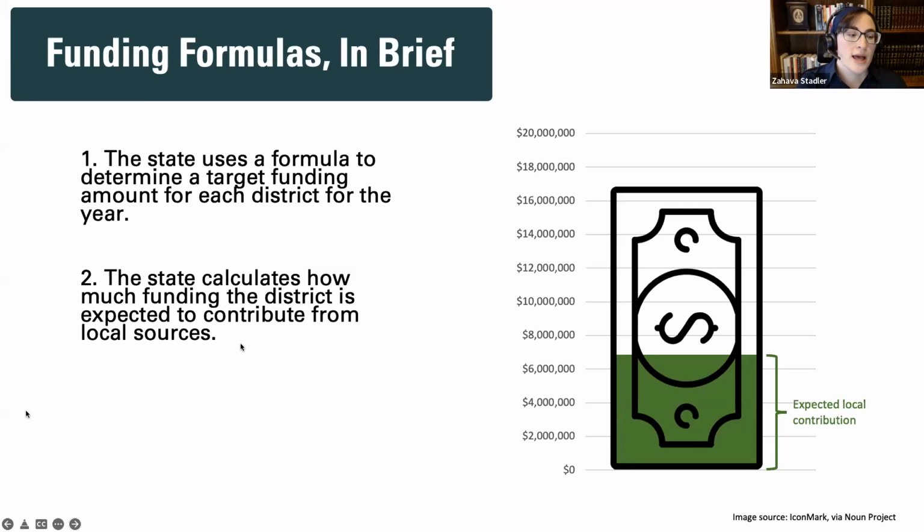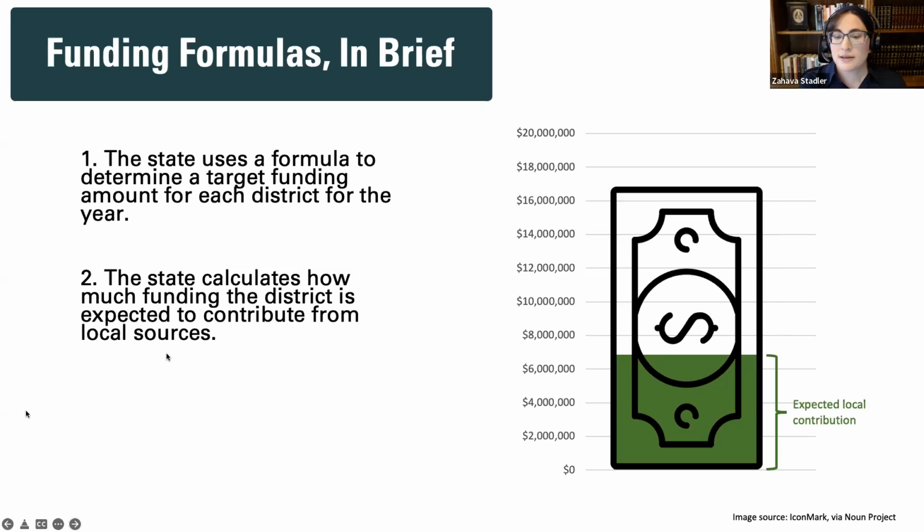Step two, the state will almost always have a way of determining how much money the local district should reasonably be expected to kick in from local sources. This is mainly designed around the fact that districts don't have the same access to local money. A lot of that money comes from property taxes. Properties don't cost the same everywhere. And so the state will have a local contribution expectation.